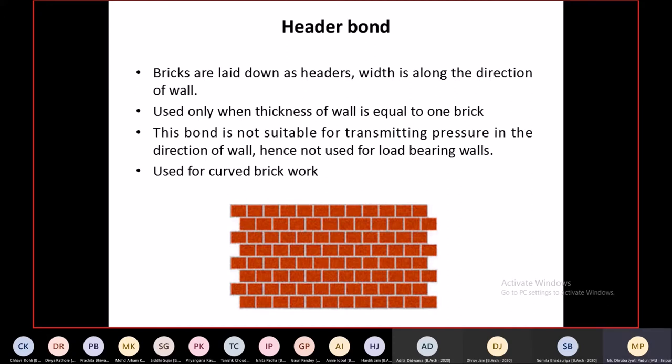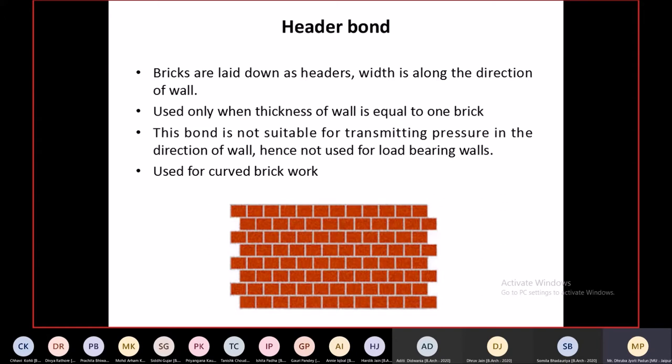In the last class we had discussed different types of structures. There are two basic types of structures. One is the load bearing structure and the second one is the frame structure. In a load bearing structure, the walls of the structure take the load, but in case of the frame structure, the walls of the structure don't take the load, correct? It goes through the beams and columns to the foundation. But in case of load bearing walls, the load of the total structure goes to the wall first, then it goes to the foundation, correct? So for construction of load bearing walls, we should not go for header bond.